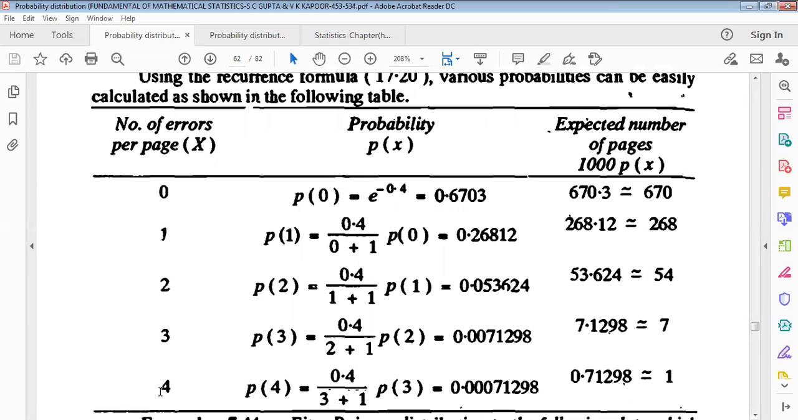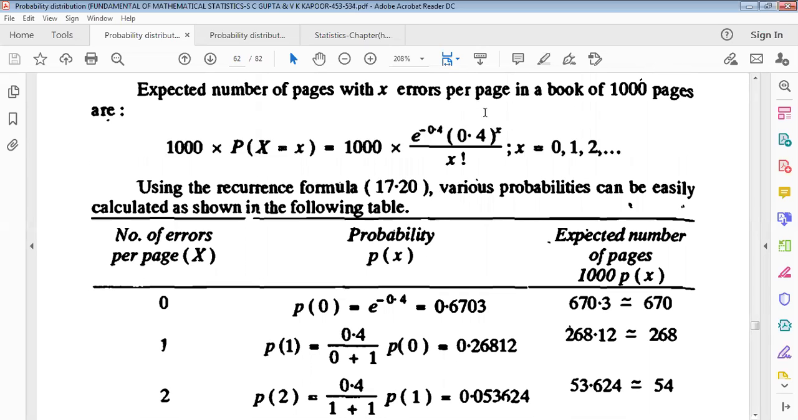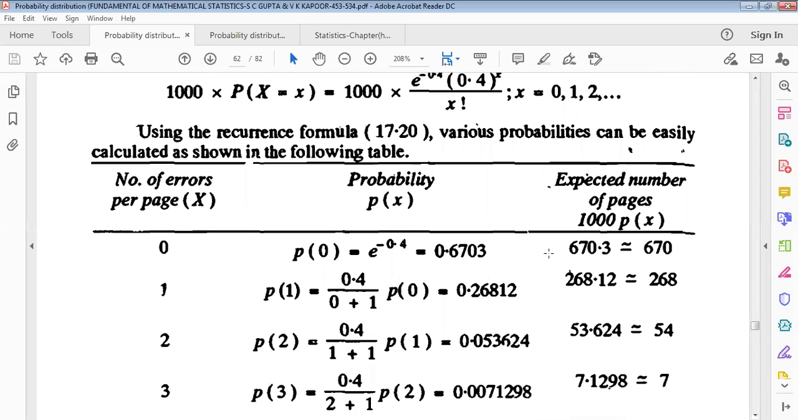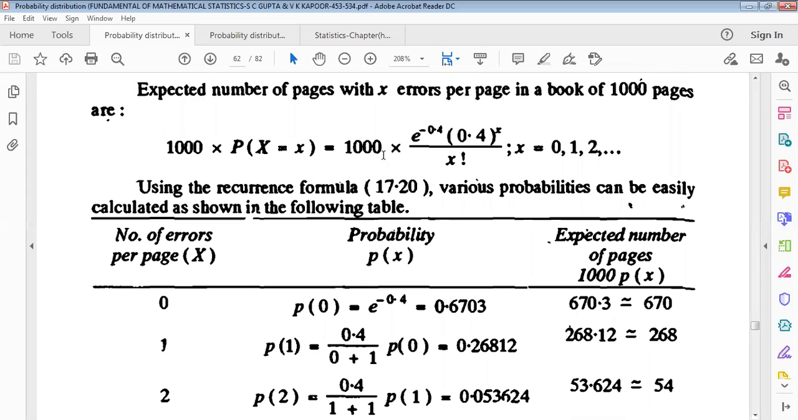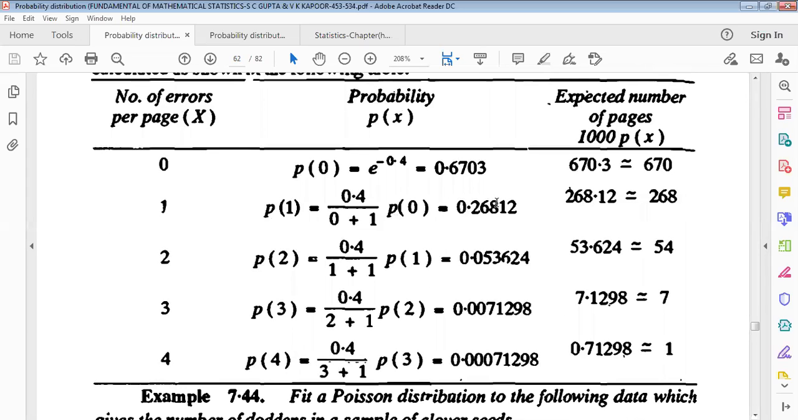Now we can make a table with 3 columns, like the previous example, for x from 0 to 4. Putting x equals 0 in this probability density function, we get this result. Multiplying it by 1000, we get approximately 670. If we put x equals 1 here, the probability of 1 gives this result. Multiplying by 1000 gives approximately 268.